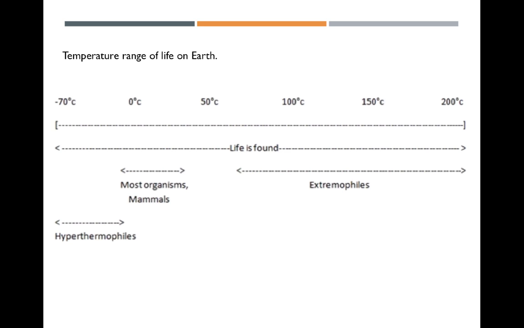So this is just a bit of a visual representation of what we've been talking about. Basically, life in general is found over a huge range of temperatures from -70 to 200 degrees, even more. Most living things are found between 0 and 45 degrees Celsius. Anything that can survive temperatures of around 50 degrees plus, we categorise as extremophiles, and hypothermophiles are a special type of extremophiles that can survive the colder weather.